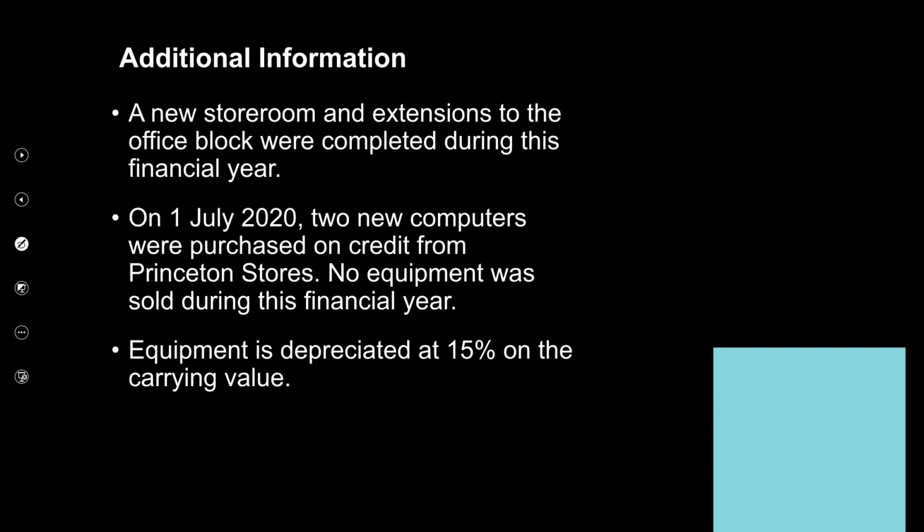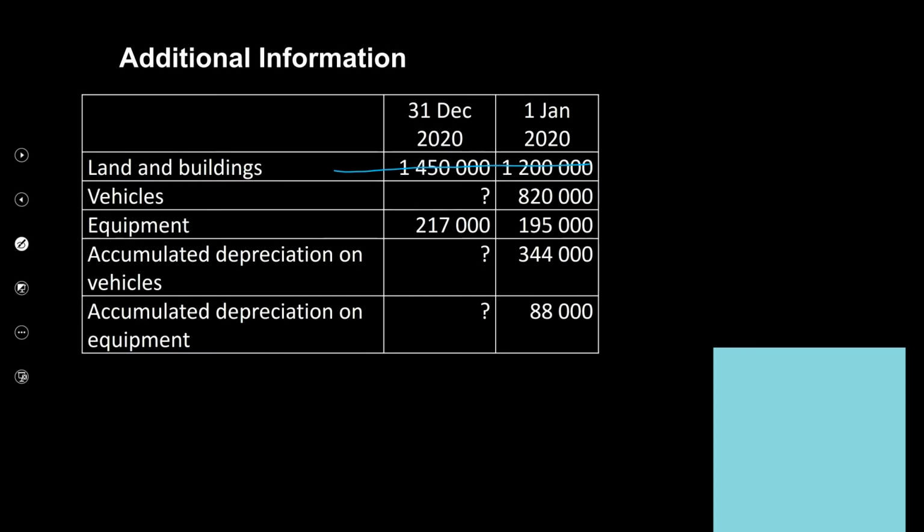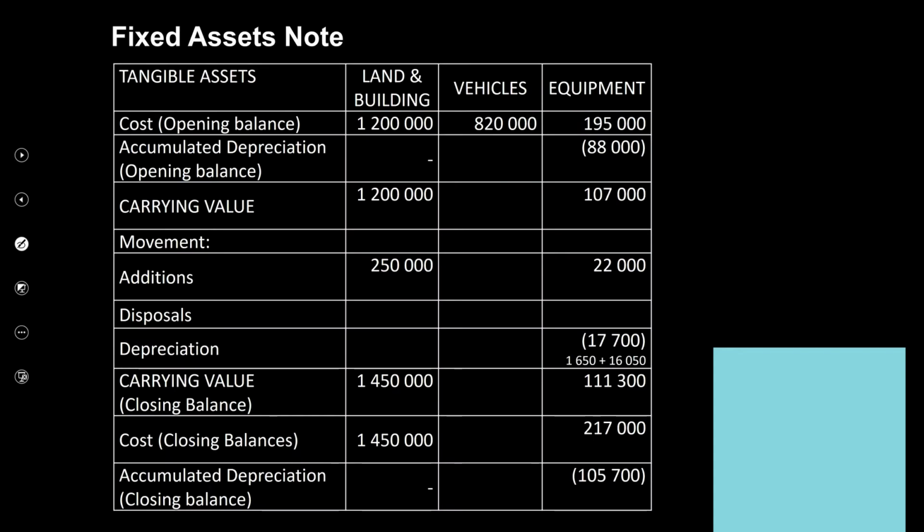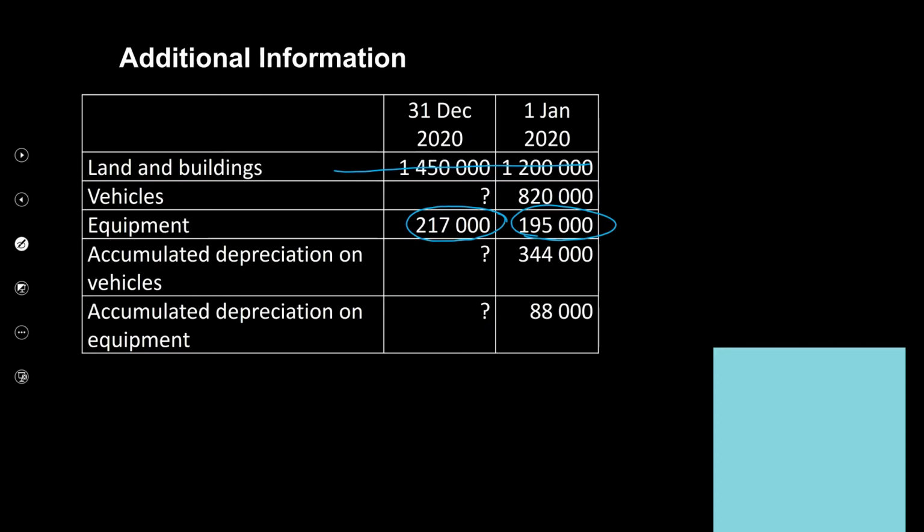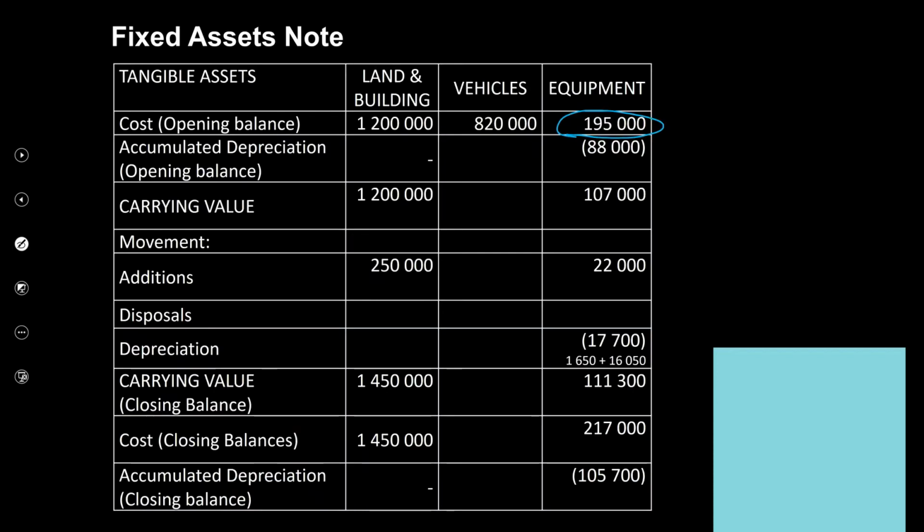Okay, if we come to equipment, the first thing that you notice is you have an opening balance of 195,000 and a closing balance of 217,000. Let's put that information in there. So there's my 195,000, which is my opening balance. And also note, I have here my accumulated depreciation on equipment was 88,000 at the beginning of the year. So slot that information in. Obviously, 195,000 minus the 88,000 will give you a carrying value of 107,000 Rand. So that's my information at the beginning of my financial year.